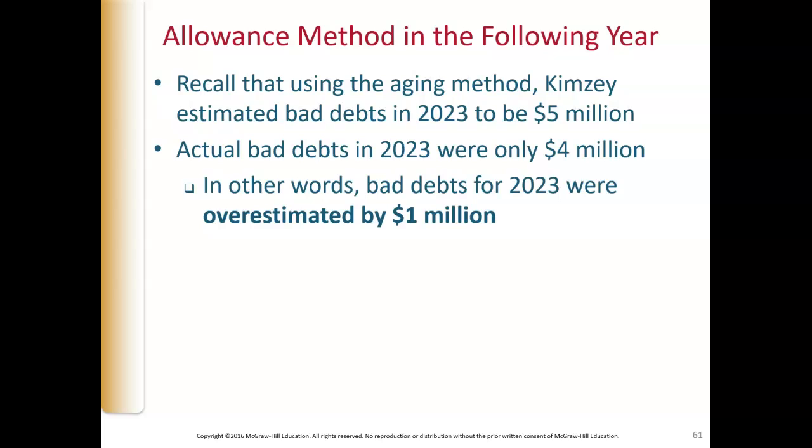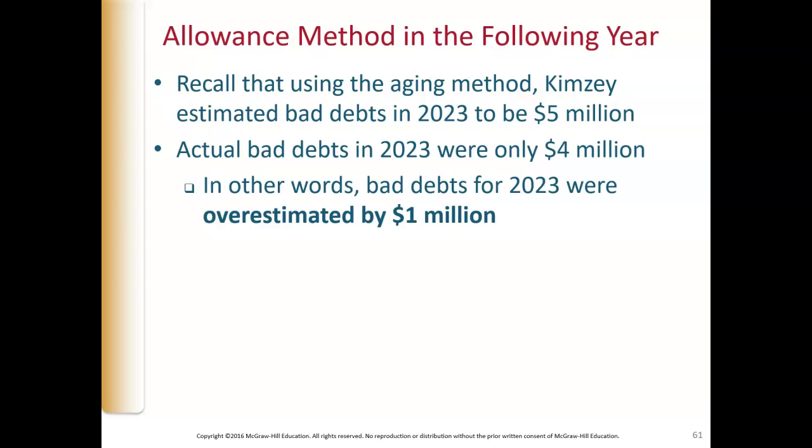But what if they were really only $4 million? We're going to play catch up. In the next year, guys, all we can do is estimate what we know. But then what actually happens, happens. And sometimes we're going to go over, and sometimes we're going to go under.